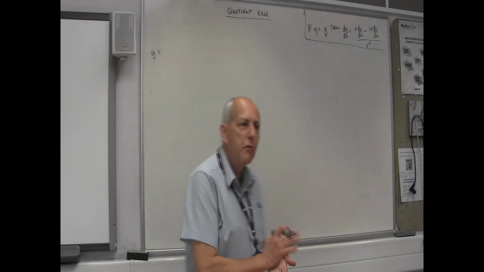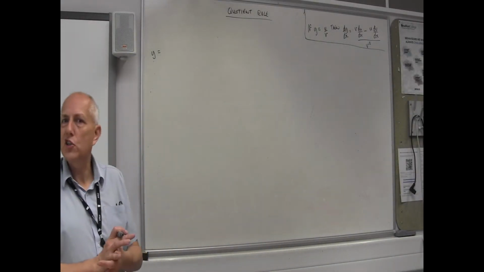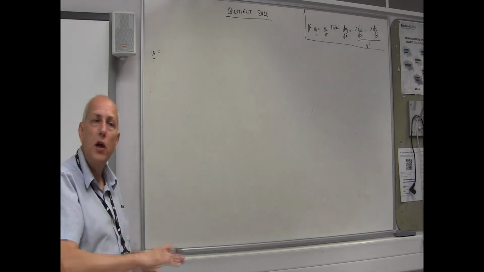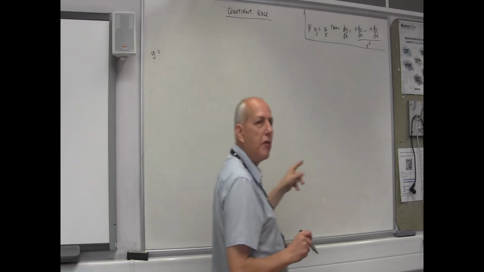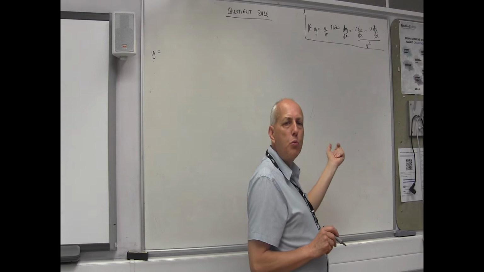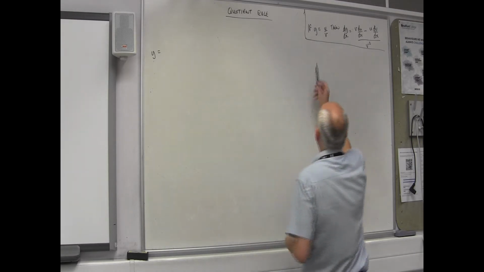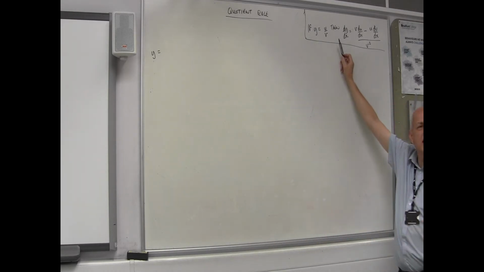Okay, quotient rule then. We've just done the product rule. Nice and easy. Just follow the formula. This is not much harder. So if you can do the product rule, you can definitely do this one. Basically, quotient is what you get when you divide something by something.